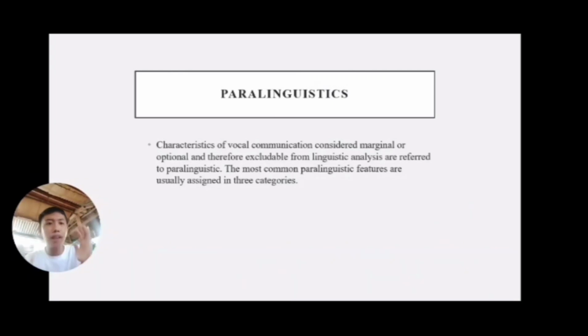The most common paralinguistic features are usually assigned in three categories. The three categories mentioned will be voice qualifiers, voice characterizers, and voice segregates. A concrete example for paralinguistics will be the use of vocals in agreeing to someone or something. For example, your friend will ask you in a verbal way and you will reply in a non-verbal communicating style.